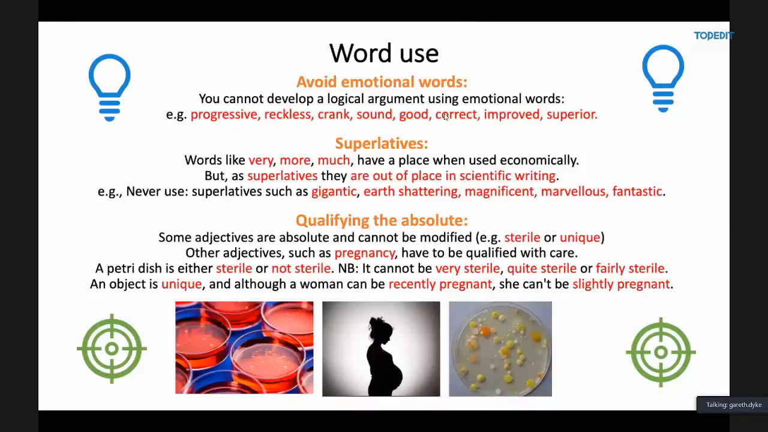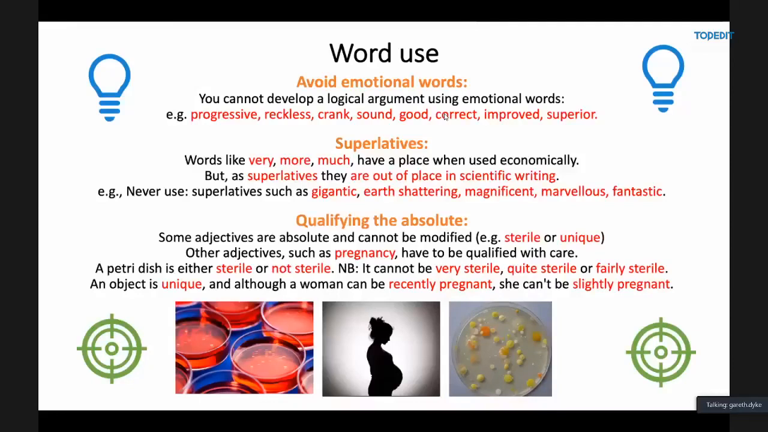I edited a paper recently written by some colleagues that actually said the government should not let the grass grow under its feet when it comes to the issue of antimicrobial resistance. So where's the inappropriate, informal word use in that example? Superlatives are very commonly used by academic writers, non-native speakers, but they sound out of place. Gigantic, earth-shattering, magnificent, marvelous, fantastic.